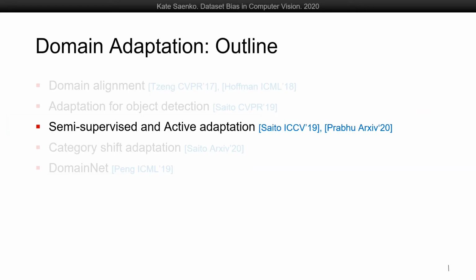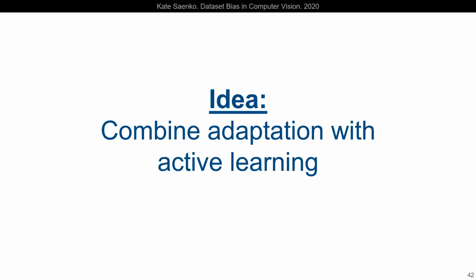Again, I'm going to go much faster now. I'm not going to go into a lot of detail, but I invite you to look at the papers if you're interested. So the next thing I want to talk about is what if we could actually get some labels on our target domain? What is the best way of doing that? And the idea is to combine adaptation with active learning.